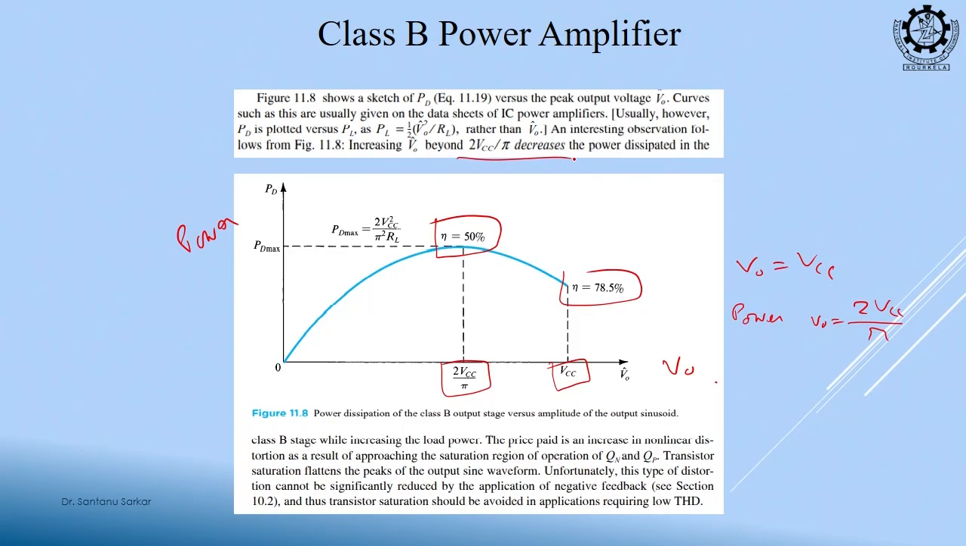Okay, so you just remember this plot: it is not that where the power dissipation is maximum, the efficiency is also maximum. Efficiency is maximum at some other point. At the output where V0 is equal to VCC, that is maximum efficiency, and at that time our efficiency is 78.5%. And when V0 is equal to twice VCC by pi, my power dissipation is maximum.